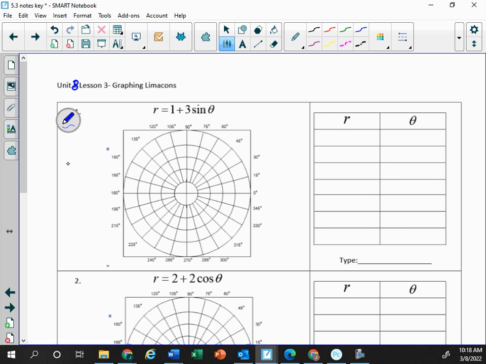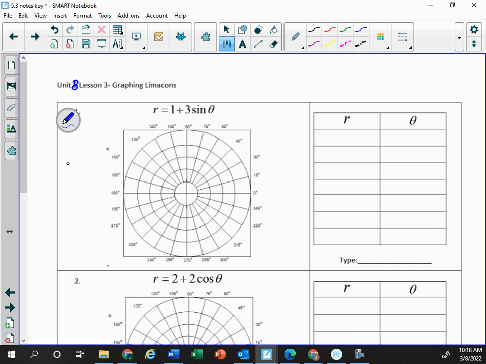So let's look at the first one here. We've got r equals 1 plus 3 sine theta. First, do you guys see how this is different than just a circle equation? Or a line equation or any of those? We've got the 1 plus something with our sine theta. Okay, that's the format that limacons always take. To graph this initially, we're going to go ahead and plot some points just so you can see the general shape. So we're going to graph the whole thing from 0 to 2 pi.